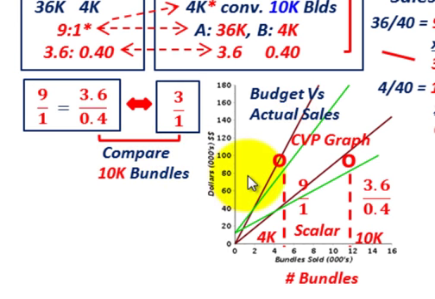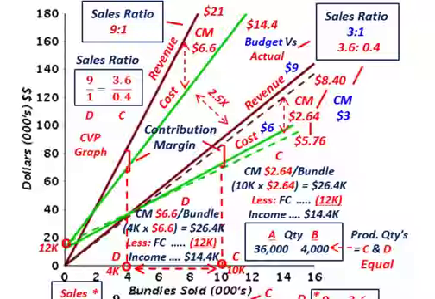So this is where we're going to be going through a cost volume profit graph, and we're going to be looking at some scalar quantity that relates that 9-to-1 sales ratio to the 3.6 to 0.40 sales ratio. So for 9-to-1, we'll have sold 4,000 bundles, versus our ratio on both budgeted and actual, where we'll have 10,000 bundles sold. Okay, so now let's do our analysis on our cost volume profit graph.